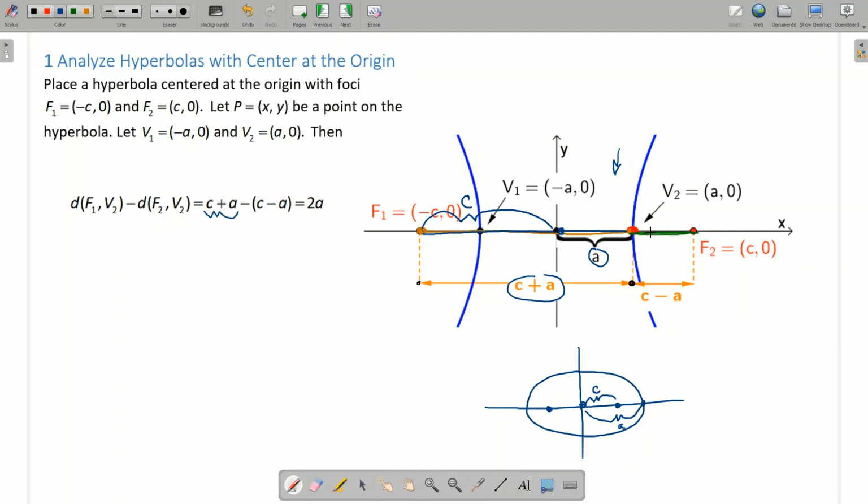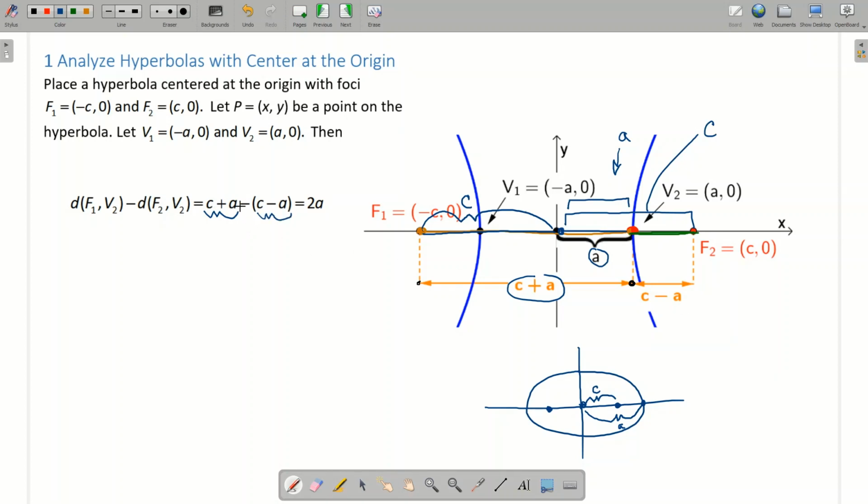Then the other distance, the distance from F2 to V2, is this green segment. Well, that distance would be all of this minus this part, right? You would take the whole thing and then just subtract this piece here. The whole thing is again C, the distance from the center to the focus, and this smaller piece is just A, which means the green segment would be C minus A. The distance from this vertex to this focus would be C minus A.